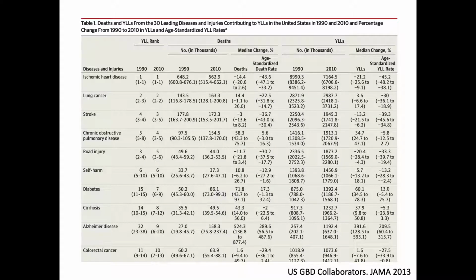Here's some data you might remember from the beginning of the course. And this is looking at deaths and years of life lost from the 30 leading diseases and injuries in the United States in 1990 and 2010. What's important to appreciate here is that the leading causes of morbidity and mortality in the US are non-infectious and related to non-communicable diseases and injuries.